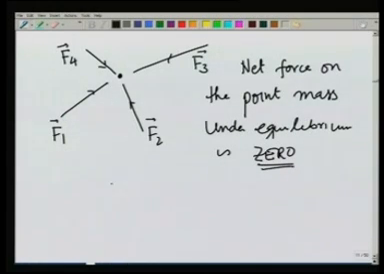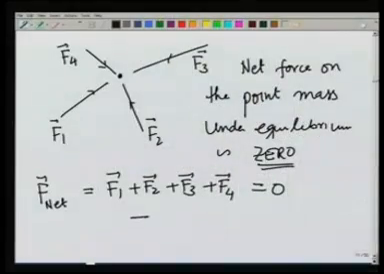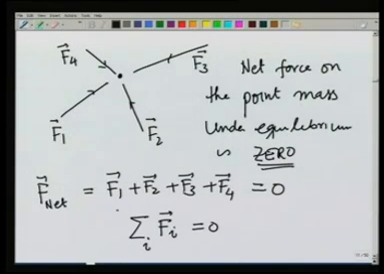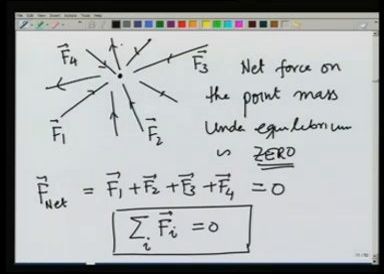And that means, in this particular case, that F1 plus F2 plus F3 plus F4, the vector sum of all these forces gives me the net force, and that must be 0. In general, if there are more than 4 forces, there may be n forces, I should have one condition, summation over i of all forces is equal to 0. This is one condition for equilibrium. So, there could be more than one force, more than 4 forces in all sorts of directions. The sum of all that must be 0 in order for the point mass to be in equilibrium.